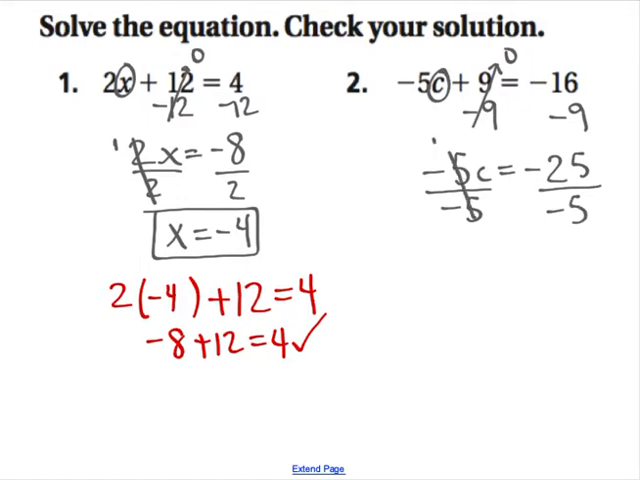And this gives us 1c. And negative 25 divided by negative 5. Negative divided by negative is positive. 25 divided by 5 is 5. We get c equals 5 as our answer.